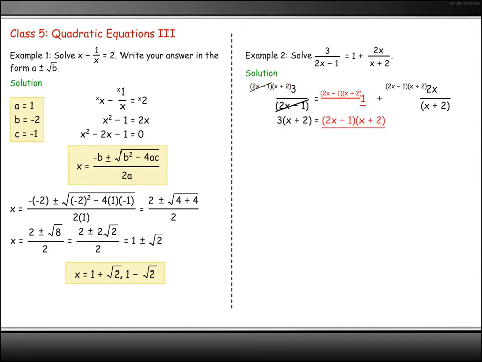1 by 2x minus 1 times x plus 2 gives 2x minus 1 times x plus 2. The x plus 2 brackets cancel, leaving plus 2x times 2x minus 1. Multiply out the brackets. Tidy up the right-hand side.